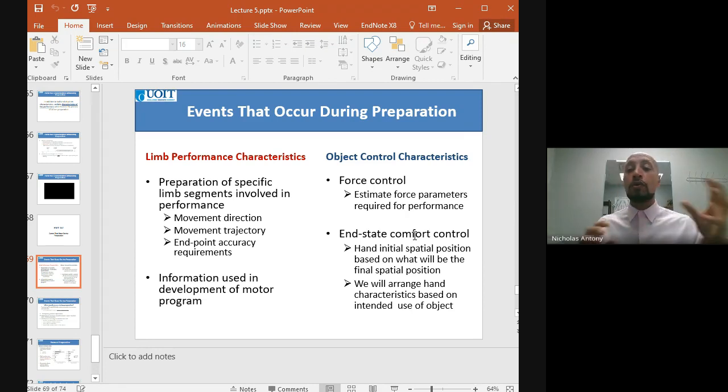Target distance. There's all types of processing that has to be occurring in the brain. And so these are the examples of the processing that must be occurring in the different skills that we've talked about. And that's occurring during action preparation.